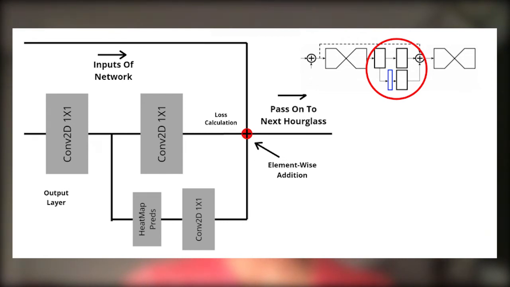So we have three functions that we're performing element-wise addition with: the inputs that we fed into the network, the heat map predictions, and the inputs which we will pass on to the next Hourglass network. For human pose estimation, we're using multiple Hourglass networks stacked on top of each other. And then we perform a loss after we do that element-wise addition. This is what we call intermediate supervision.